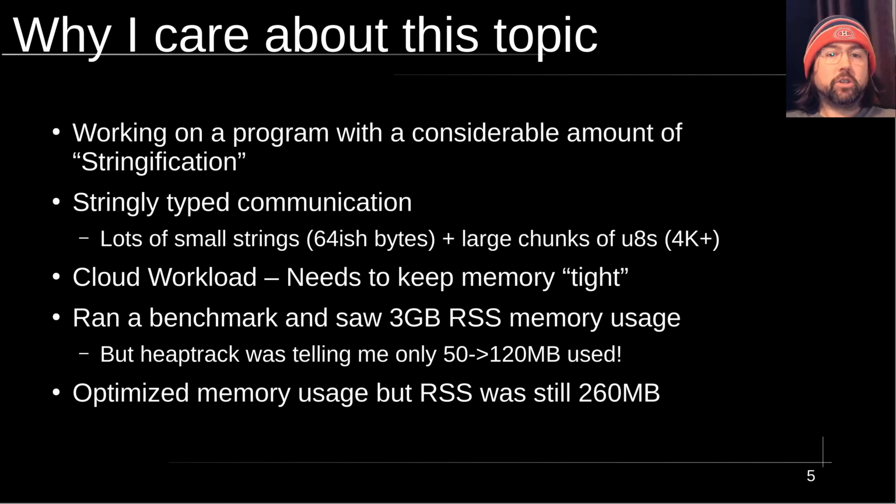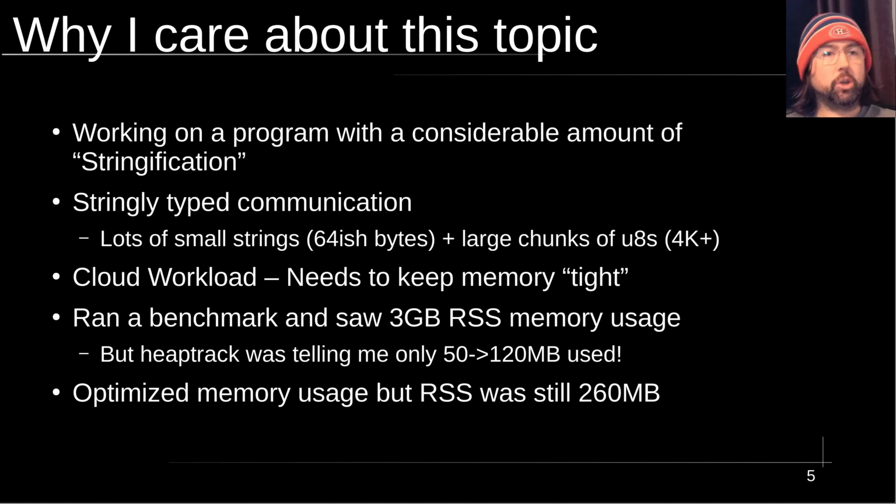for memory. So while I was working on the program, I ran a benchmark and I saw the RSS memory usage, the resident set size, balloon to 3 gigabytes. So I ran it through some analysis tools like Heaptrack. And if you want to know a little bit more about Heaptrack, put a comment in the description down below, and maybe I'll do a presentation on how to use Heaptrack. But Heaptrack was telling me that I was only using between 50 and 120 megabytes of memory. So I was thinking, what's going on here? Why is my RSS so high?